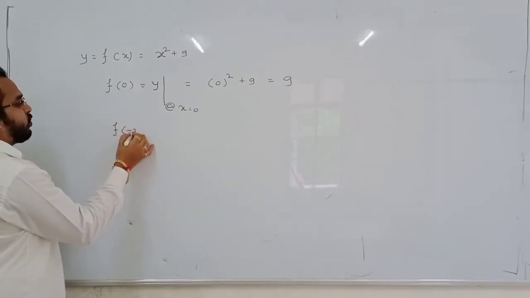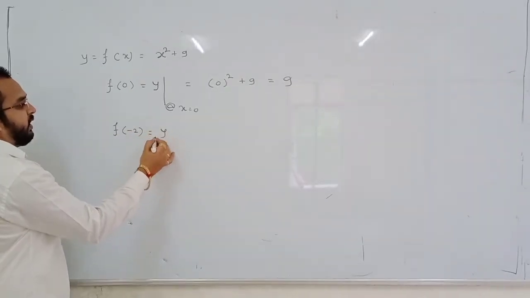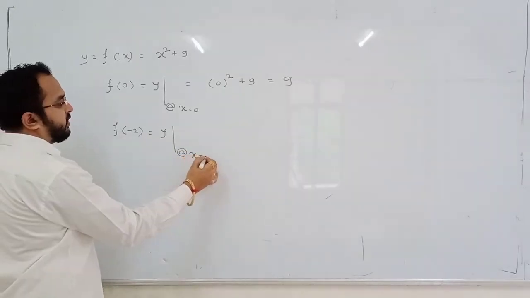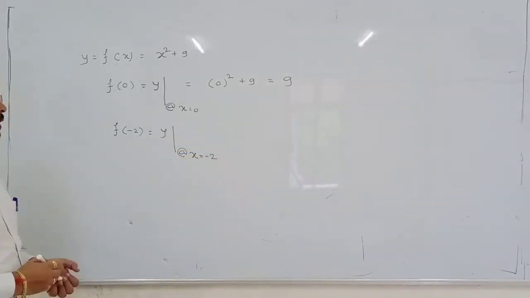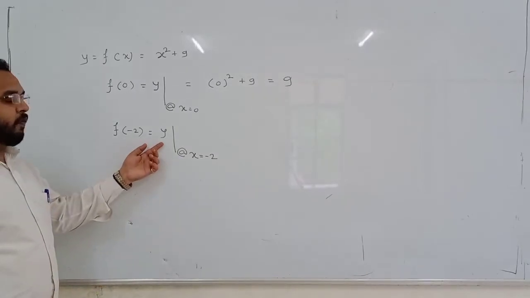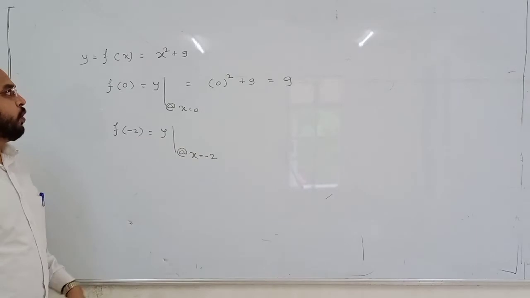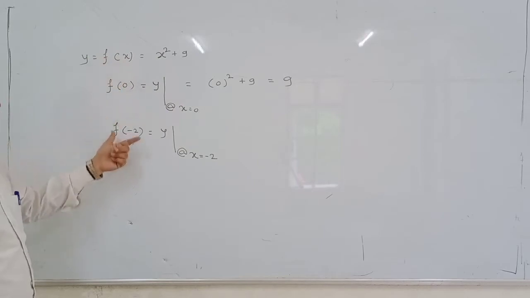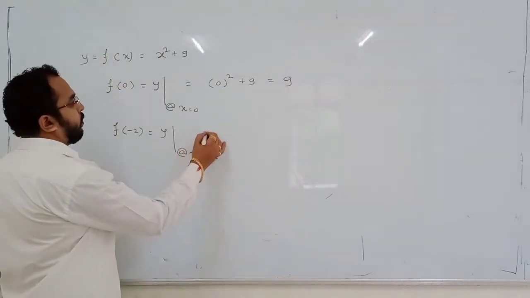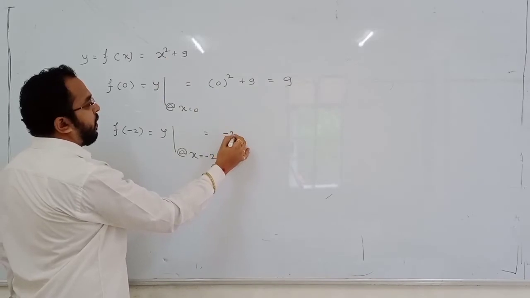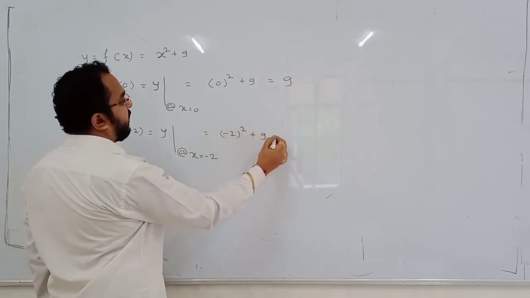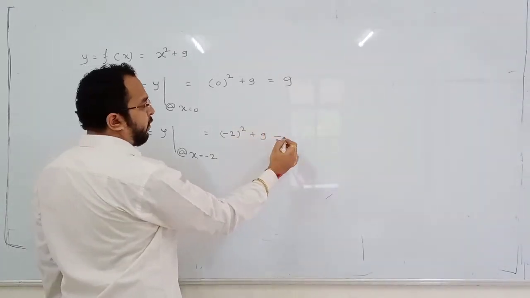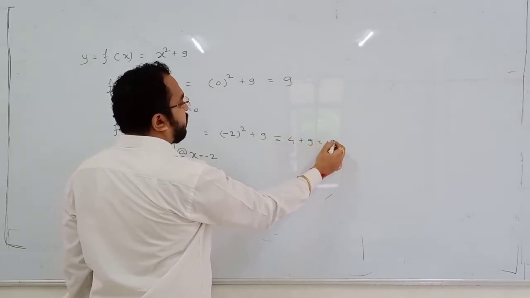What is f of minus 2? It means the value of y at x equal to minus 2. So I will substitute -2 here: (-2) square plus 9. What is the square of -2? -2 into -2, minus minus cancel, 2 square is 4. 4 plus 9 is equal to 13.